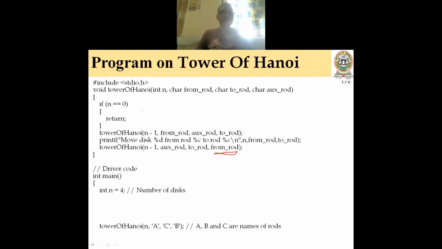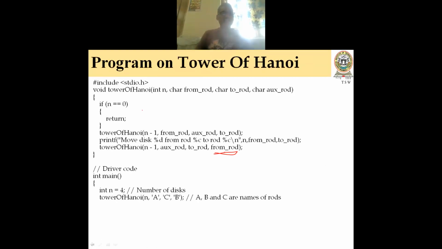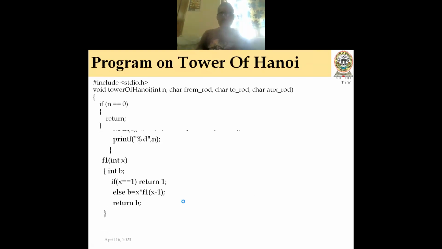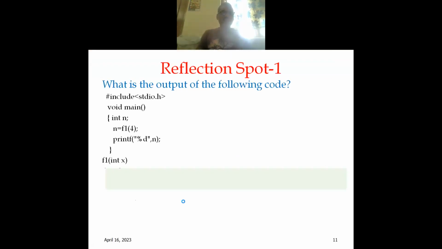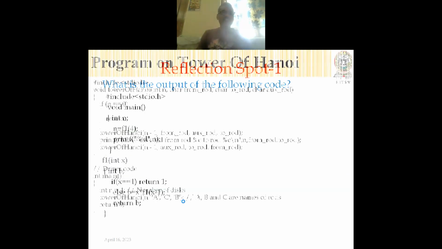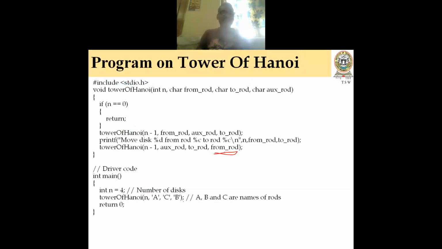Here in the main function I am setting the number of disks as 4, n is equal to 4, and then I am calling towerOfHanoi of n, A, C, B. So we want to move from A to C, with B as an auxiliary rod or tower. So this is the function code for solving this particular problem.